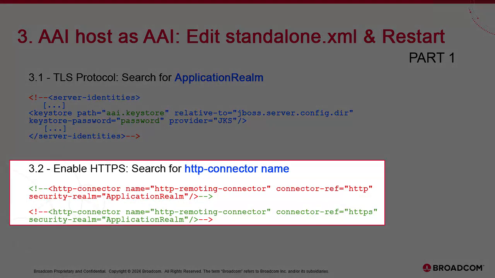In the next step, we enable HTTPS. Search for HTTP-connector name. First, comment out the HTTP connector tag. Enter the less than symbol, exclamation point, and then dash at the beginning, and close out the comments at the end. Second, remove the matching comment symbols for HTTPS.